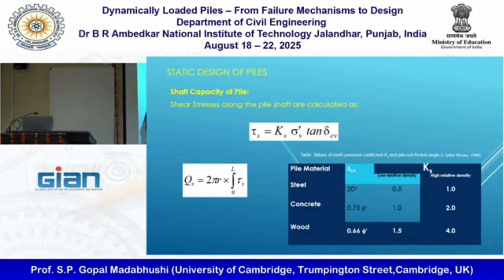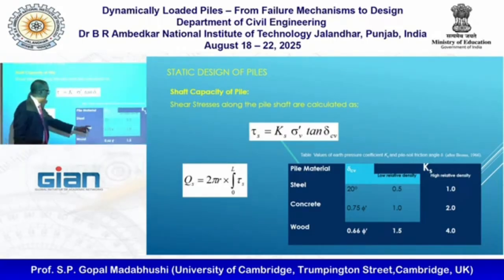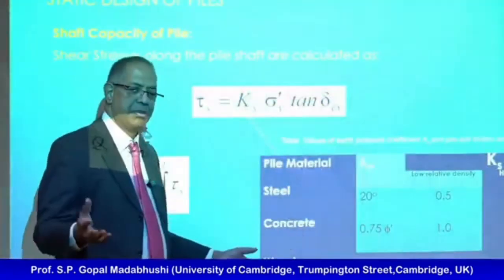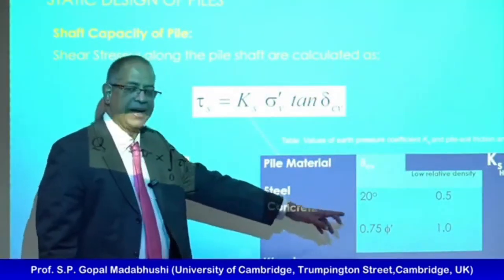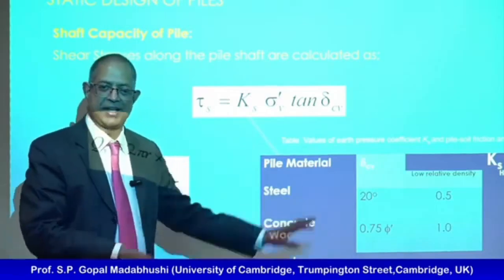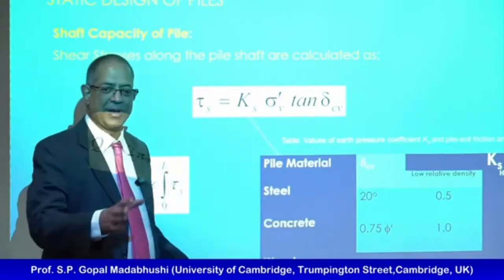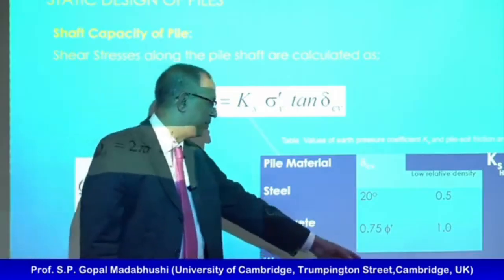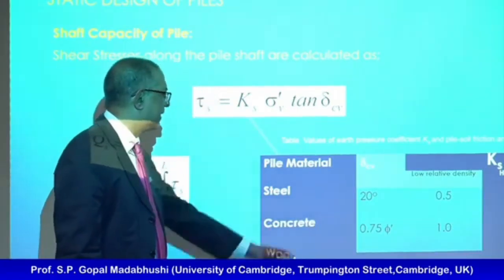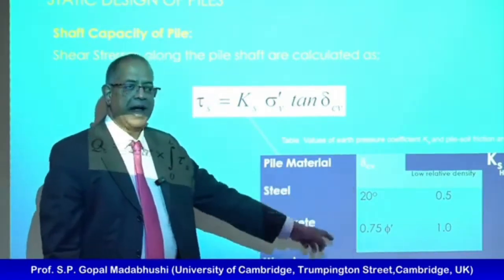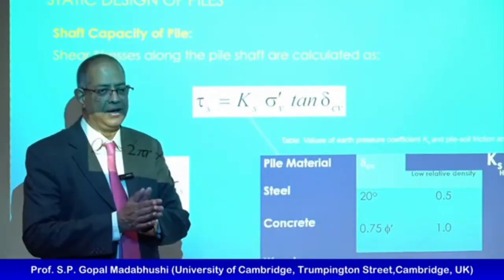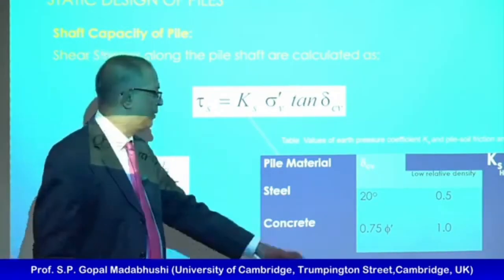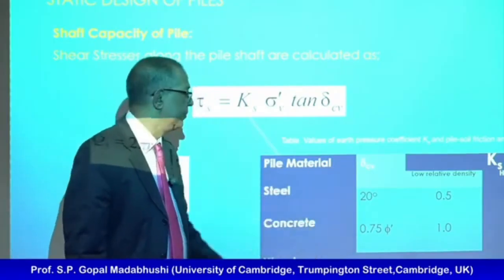Okay, so let's just look at some values. Delta CV, steel 20 degrees, concrete maybe 0.75 or 5 dash. There are many similar equations. I just picked a set. This is why I'm saying different countries do this differently. Wood maybe 0.66. So this is material dependent, and it should be because steel piles and concrete piles have different surface roughness. So it makes sense that these should be different.